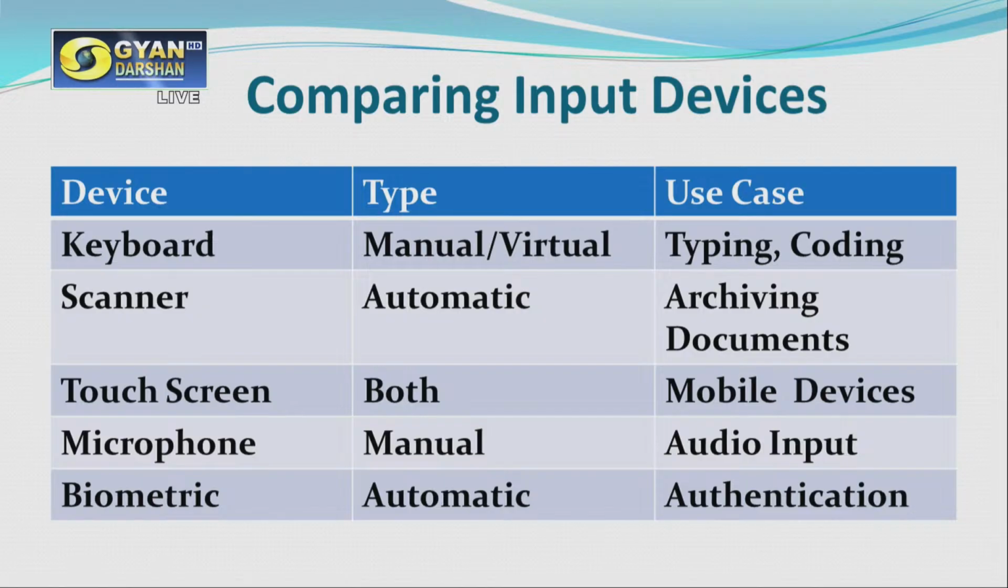So comparing the input devices here, you can take the keyboard. This comes under manual devices, wherein you have to physically type and physically give the inputs. And there are certain devices which are virtual in nature, for typing and coding. Then scanners are available for automatic archiving of documents. Touchscreen is both manual as well as virtual. And then the microphone comes under manual, wherein you have to connect it to the system. And biometric comes under automatic, and the use case we can give here is authentication.